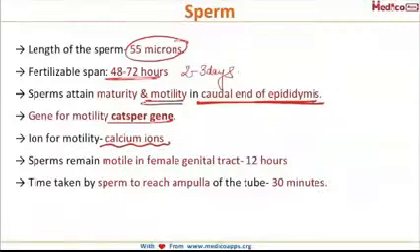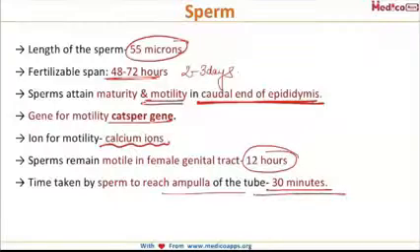Now these sperms, although they are capable of fertilizing the ovum for 2 to 3 days, remain motile only for 12 hours. And these sperms are able to reach the ampulla of the tube in 30 minutes. 30 minutes after ejaculation, the sperms are able to reach the ampulla. And why the ampulla? Because it's here that the fertilization occurs.